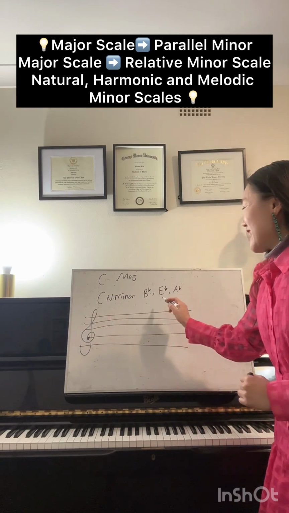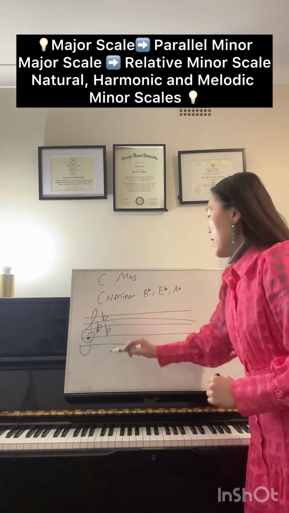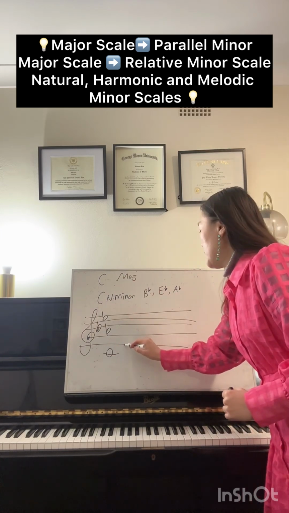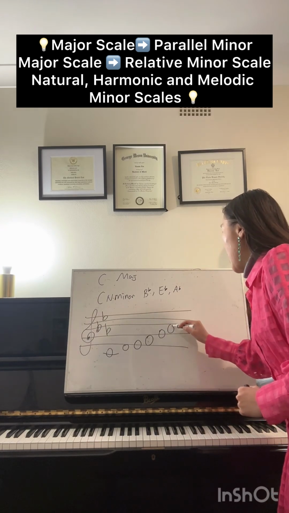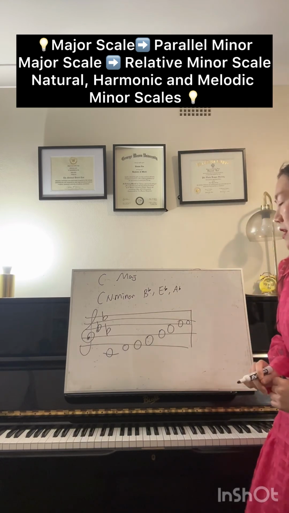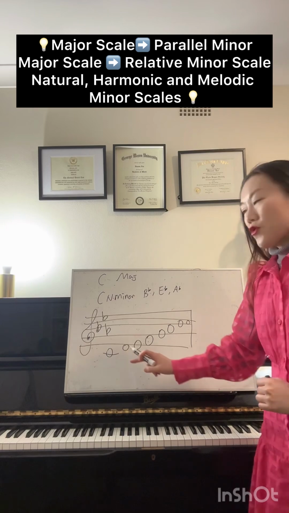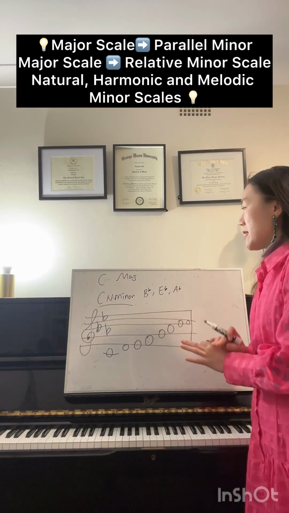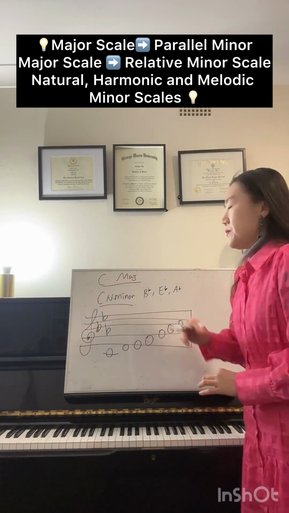Which is the key signature of three flats: B, E, A. It starts from C, same as the C major. D, E, F, G, A, B, and C. So you have three flats to play for the C minor scale, and you don't raise any notes, so that's a C natural minor, which becomes the C parallel minor of C major.